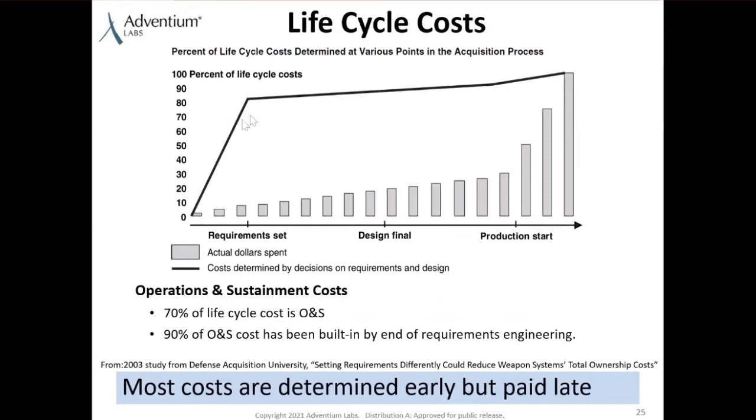If you look at the line on this chart, that is when costs are determined. And what this shows is that early in the requirements phase, many of the life cycle costs are already decided. But the bars on this chart show when those costs are incurred. So what this really means is that when we're doing our early design and requirements, we are determining how much these later life cycle costs are going to be. So it's very important that we consider these costs in these stages.